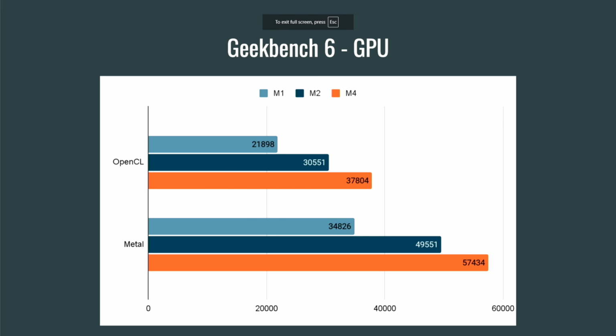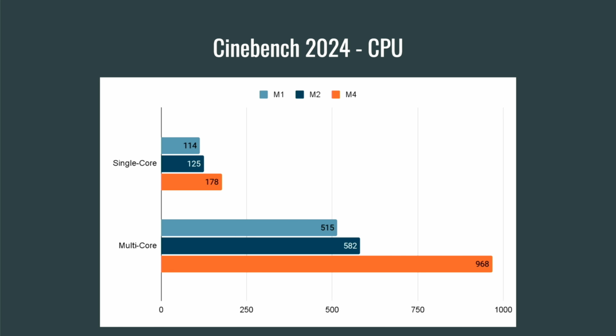As we move over to the Geekbench 6 GPU tests, you can see that the OpenCL has a very linear improvement over the years, whereas the Metal score of that M2 did jump up a lot from the M1, but the M4, of course, is even more powerful. Now, looking at the Cinebench 2024 CPU tests, again, we see that the single core has jumped up quite a bit from the M1 and the M2, and now that the M4 has 10 cores, that multi-core score has really jumped up from that M2 processor, almost doubling in performance.